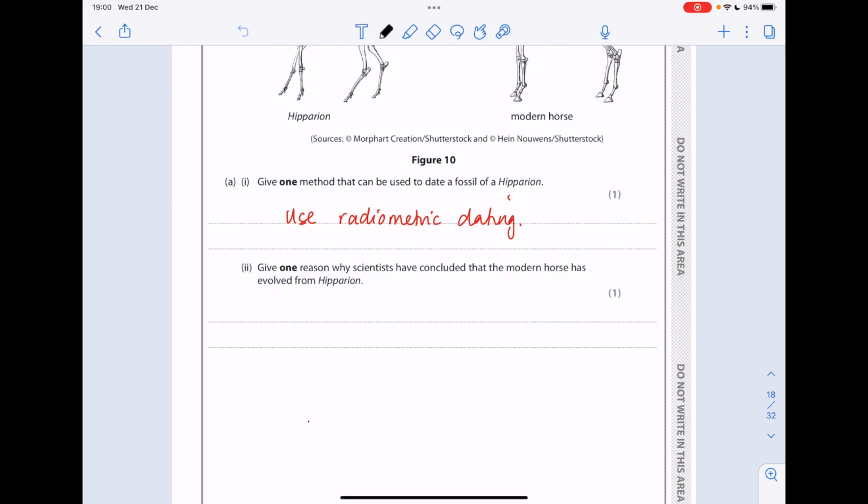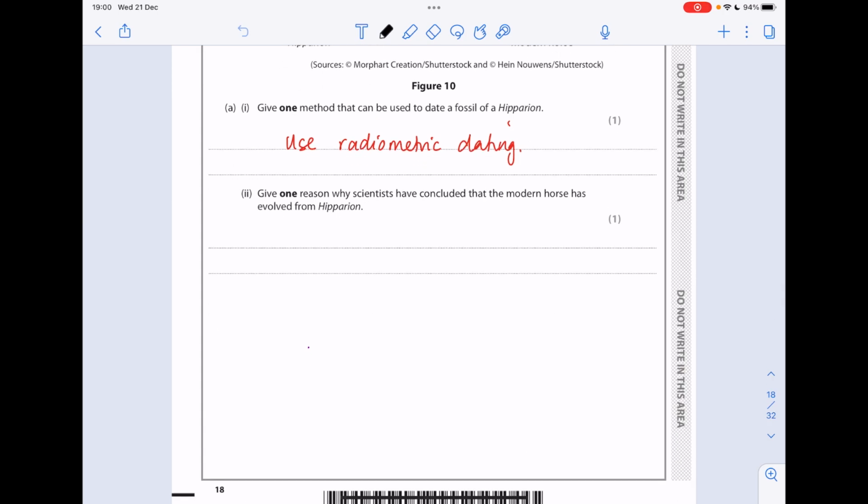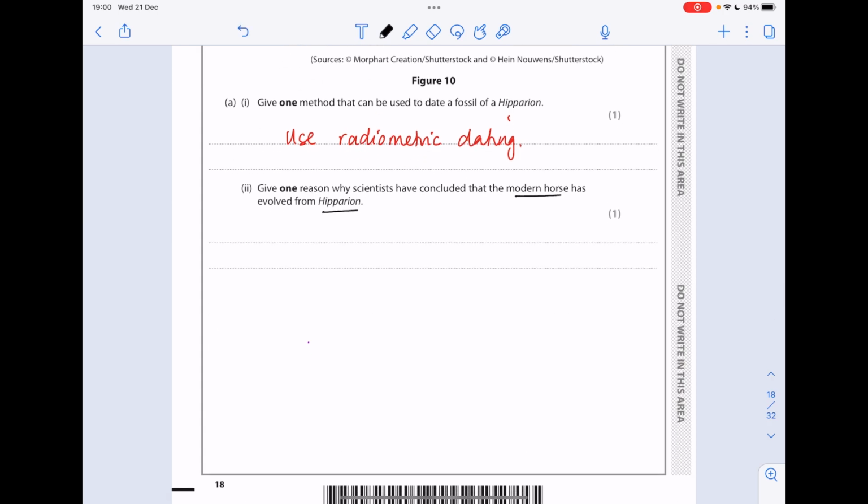You could have also said the location in the rock layer or the age of the fossil surrounding it would also enable you to date the fossil. Give one reason why scientists have concluded that the modern horse has evolved from Hyperion. It's because they both have a similar pentadactyl limb structure.